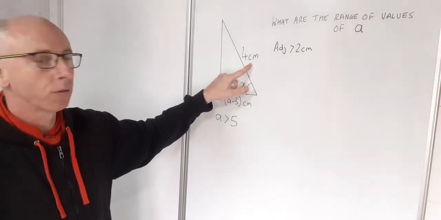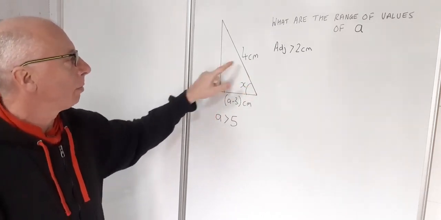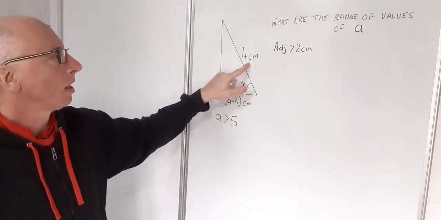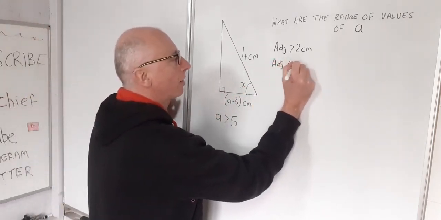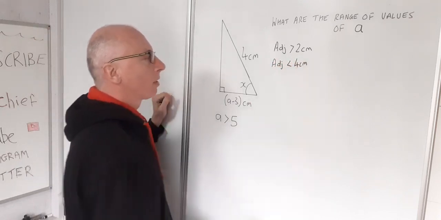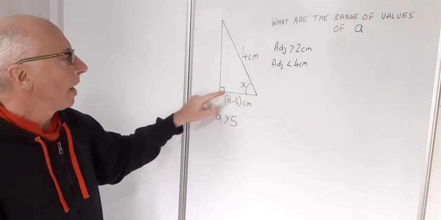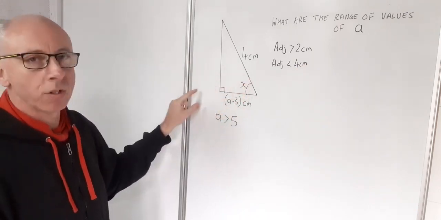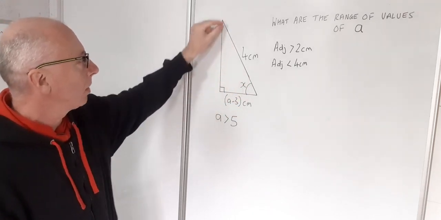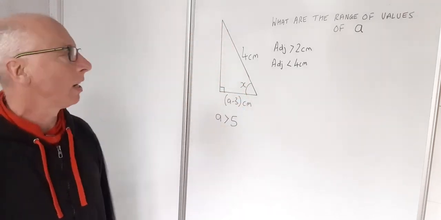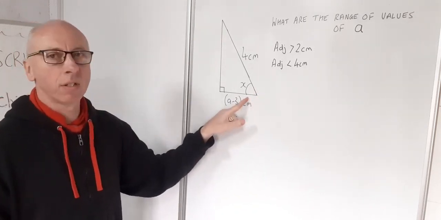Now we know on a right angled triangle the hypotenuse is the longest side. These two sides cannot be longer than 4 centimeters. So therefore my adjacent side is also less than 4 centimeters. Because if this was 4 centimeters, then what would happen is I would end up with a straight line, because my hypotenuse here is also 4 centimeters. As this would go out, this would just come down and make a straight line. So that's my range of values for the length of this side.